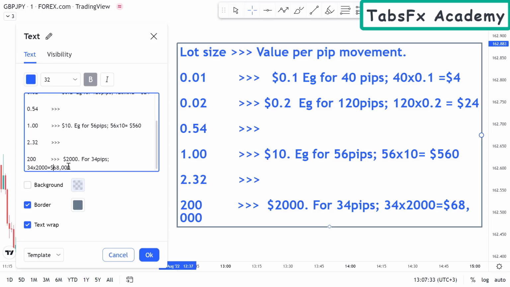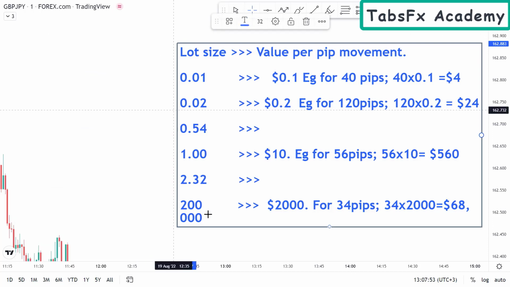So this value here, lot size, it is very, very important for you to know your account balance and then how much you're risking in terms of number of pips vis-a-vis the lot size. If you make a mistake and place 200 and the price moves through maybe 10 pips, your account will be blown. It will be no more. You'll have lost. So pay attention to that lot size number there.